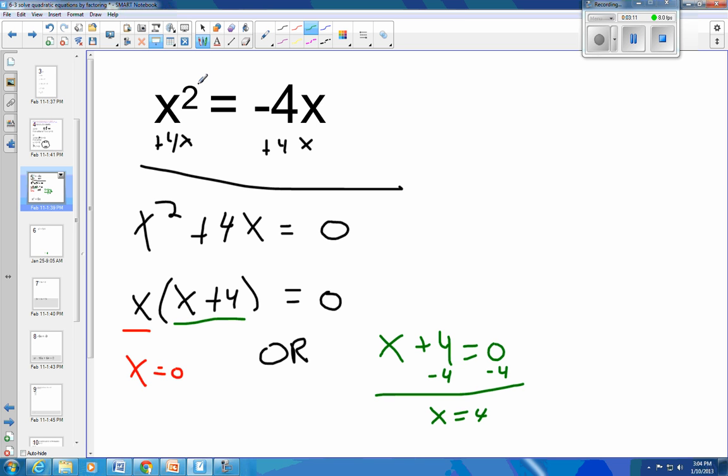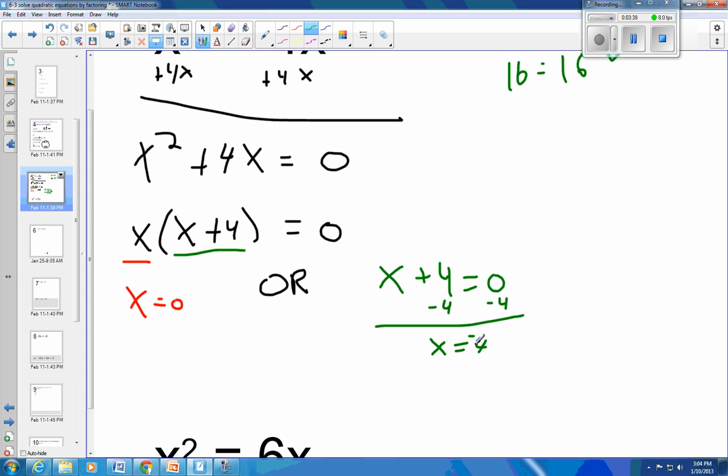Okay, so if I put negative 4 in here, negative 4 squared would be 16. Oh, I'm sorry, I'm missing my negative sign. That's what's odd to me. Negative 4 squared would be 16, and negative 4 times negative 4 would also give you a 16. So 16 would be equal to 16. That one works. And 0 would be equal to 0. That one works for the red one. So both of these would be the answer. And so your answer would contain two numbers.